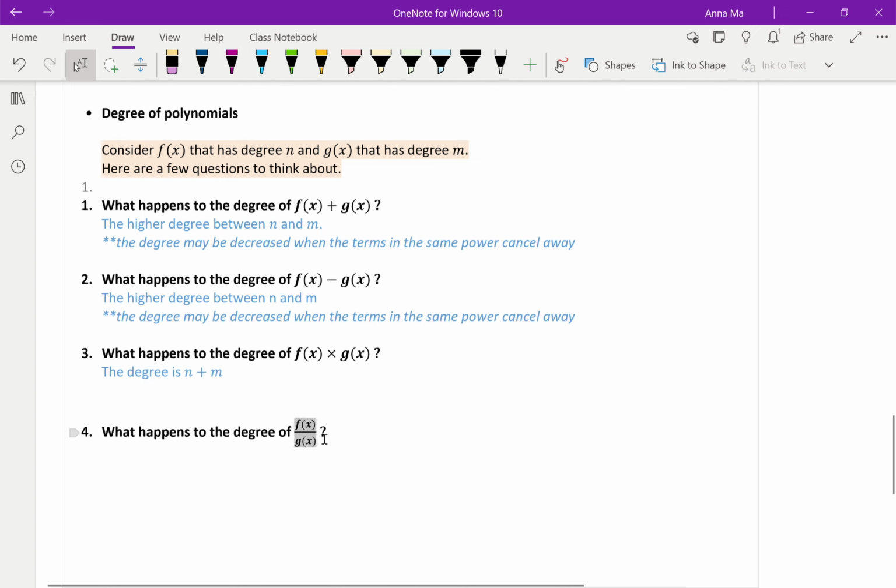So then what would happen if you divide the two functions together? You would probably get the degree of n minus m. Now that's because I put f on g. If I had put g(x) over f(x), that would be m minus n, the other way around.